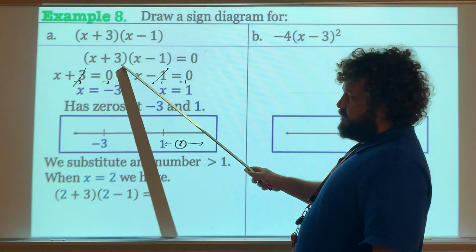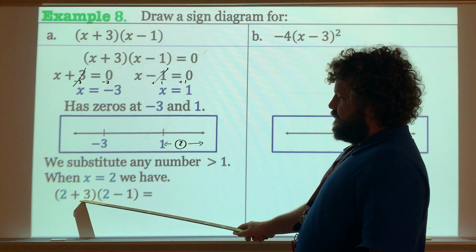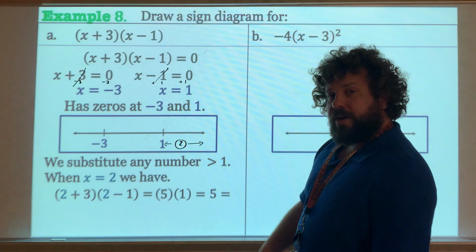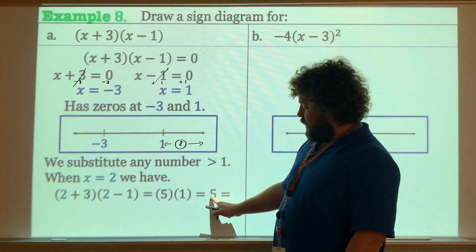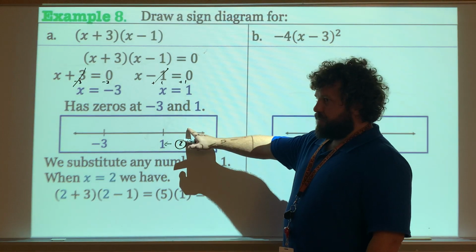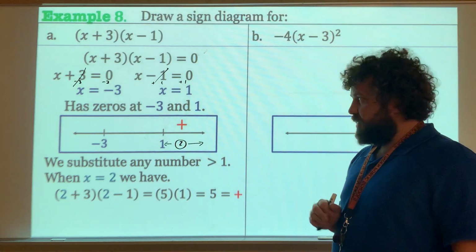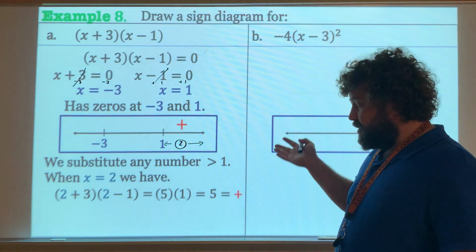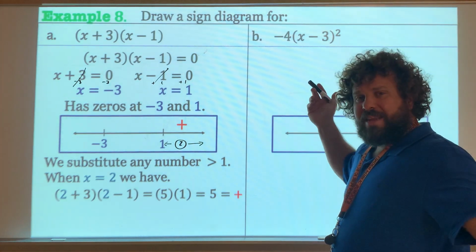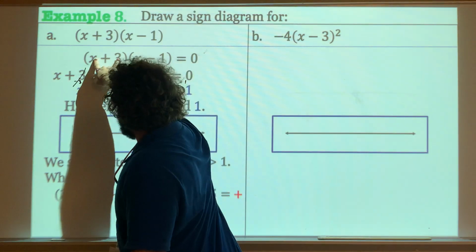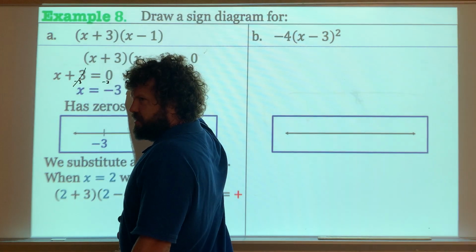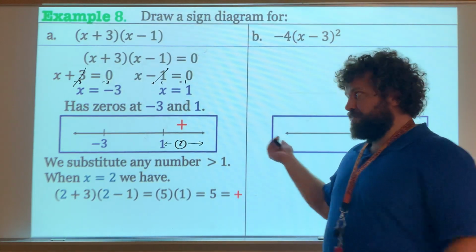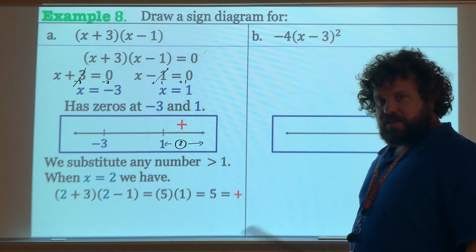So 2 plus 3 times 2 minus 1. 5 times 1 is 5. We don't care about this number, we care about the sign. That is a positive number. So that means all the numbers to the right of 1 are positive. If you don't believe me, pick any number you want that's larger than 1. I'll pick 10. 13 times 9 is 117. Positive.